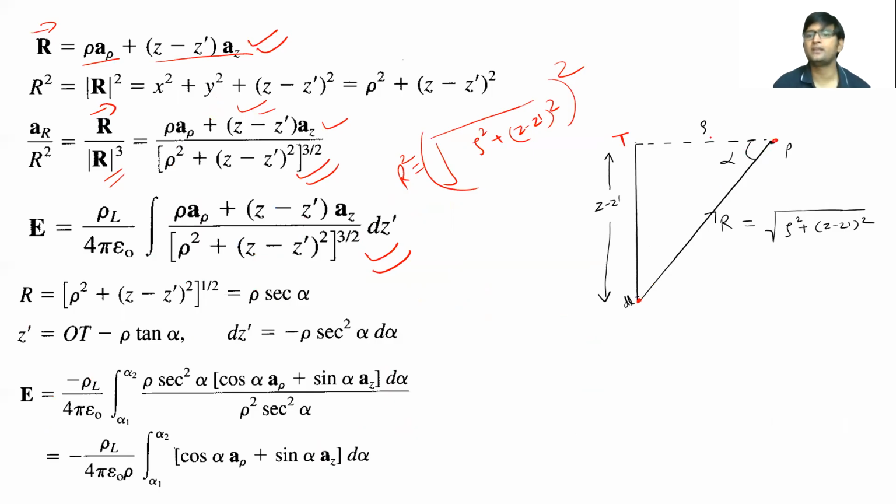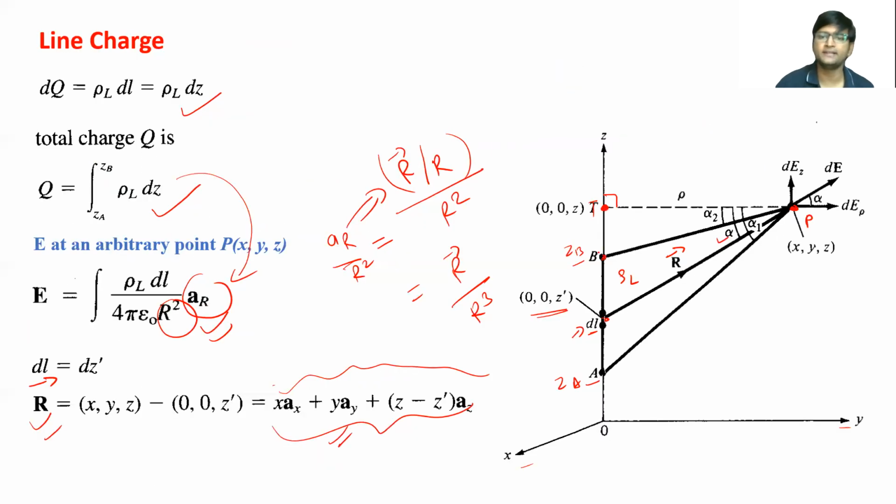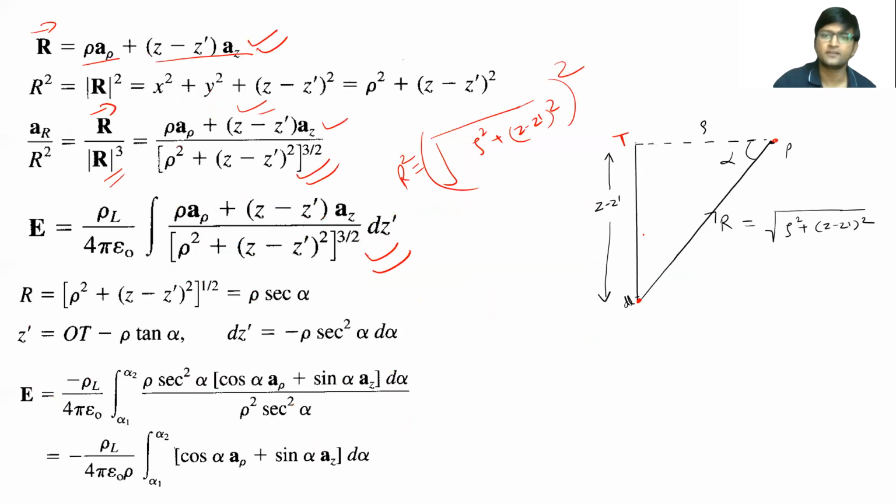So this is your angle alpha, this is your rho, and definitely this is Z minus this whole length. How much will this length be? This point is Z, right? And this point is Z dash. So how much will this length be? It will be Z minus Z dash. So this is what I have written here, Z minus Z dash along rho, and this is the magnitude R, which is given by this. We just saw this.